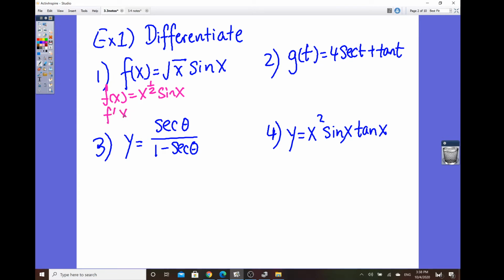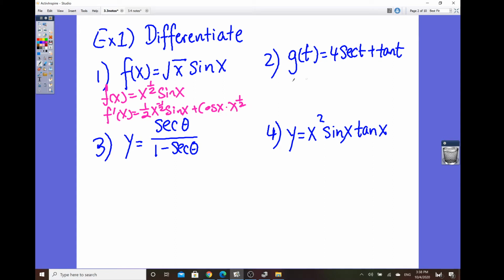So f prime of x: the first function, the second function. The derivative of the first function is 1/2 x to the power of negative 1/2, times the original second function, plus the derivative of the second function, the derivative of sine of x, which is cosine of x, times the original first function, which is x to the power 1/2.